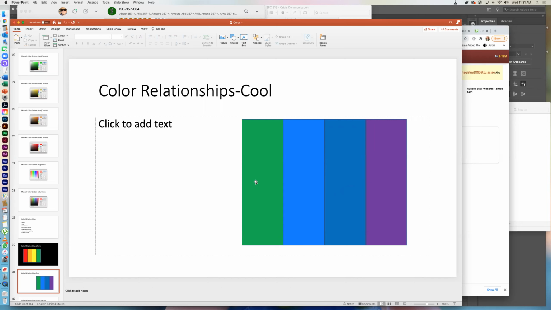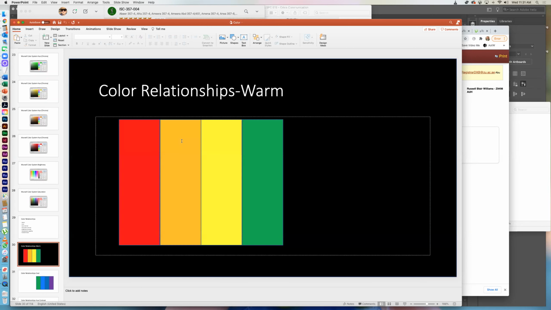So those are cool colors. Cool colors tend to recede. They're not as exciting. They're not as dynamic. In fact, sports teams that are red tend to be more exciting. I remember going to an American football game and everybody wore red because it was that university's color, and it was intense. I mean, it really was.